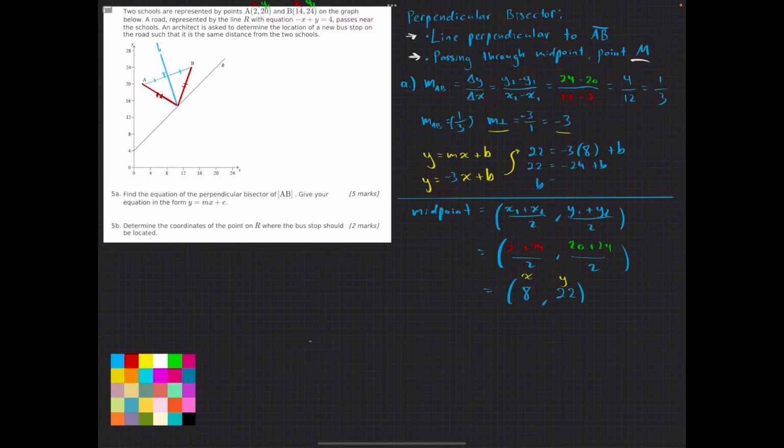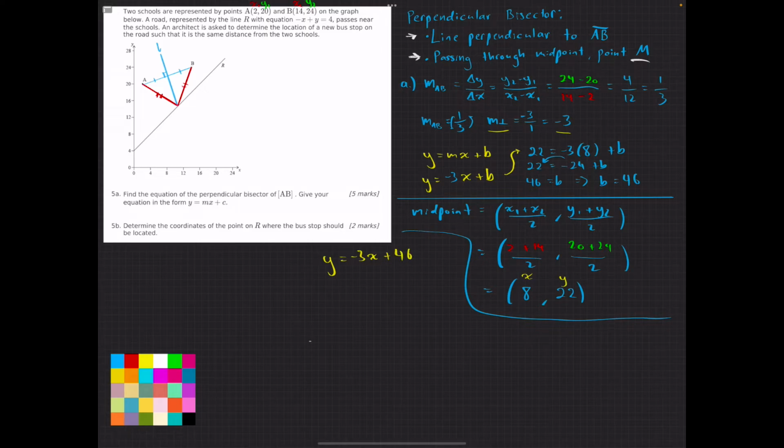We can do it both ways actually. Negative 24 onto the other side is going to become positive. 22 plus 24 is going to be 46, which is equal to b, or b is equal to 46, all the same. Okay, so what does that do for us? Let's clear some space here. y is equal to negative 3x plus b. We found b to be 46, so we can write out y is equal to negative 3x plus 46.